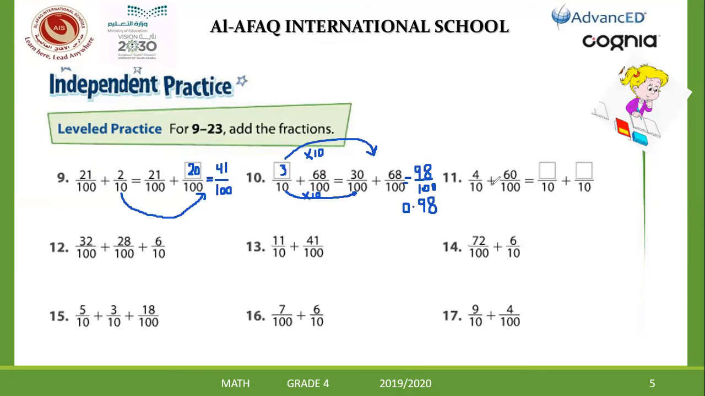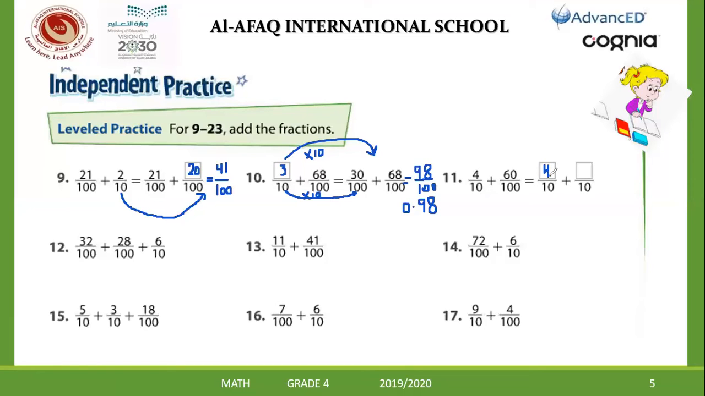Number 11. 4 over 10 plus 60 over 100. I rewrite them as two fractions with denominator of 10. So the first fraction already has the denominator of 10. So its numerator will be the same. Its numerator again will be the same.